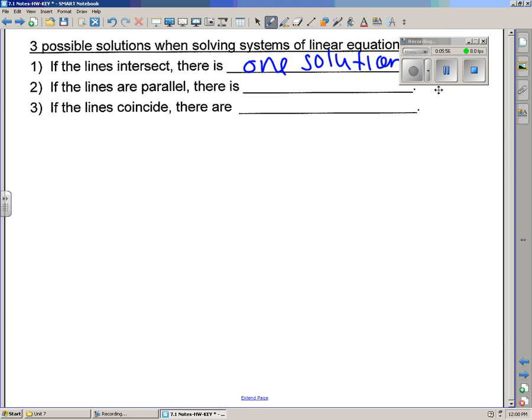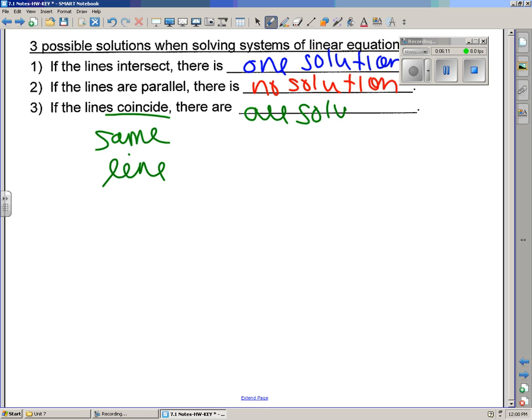If the lines are parallel, then there is no solution. If the lines coincide, if they are the same exact equation, the same line, then there are all solutions. A lot of people will say infinite solutions. Either one is fine.